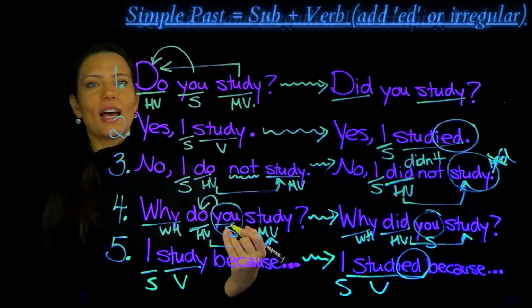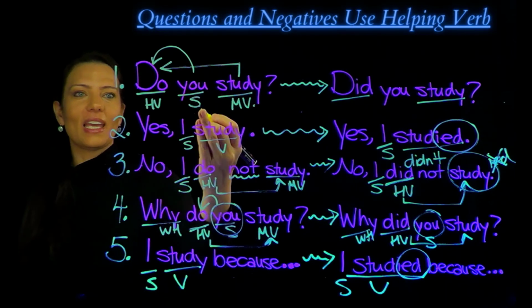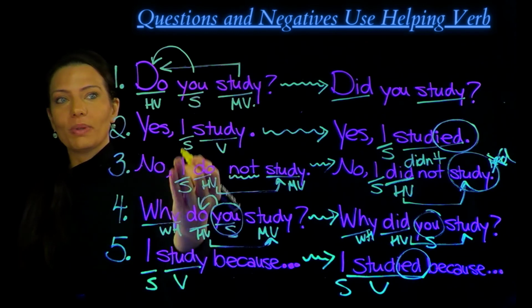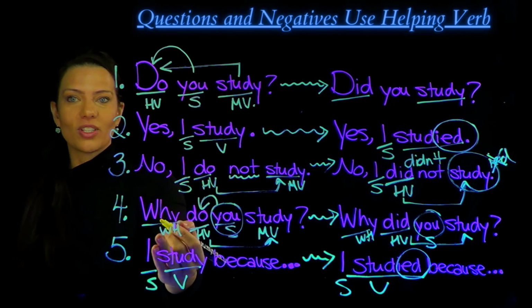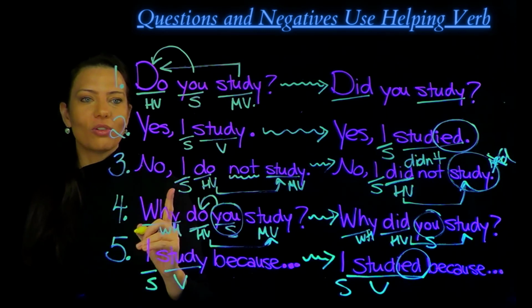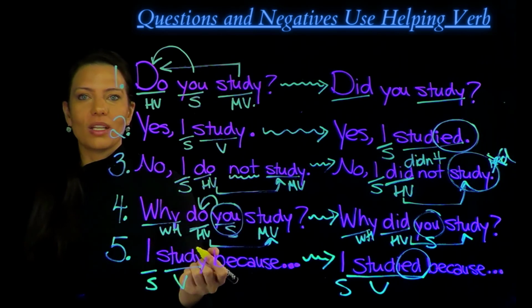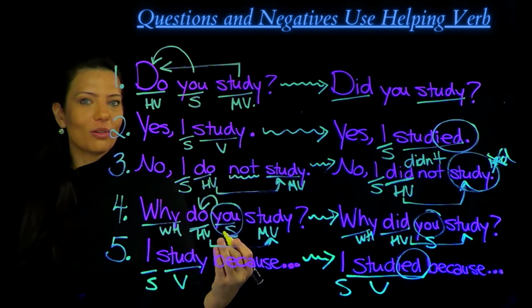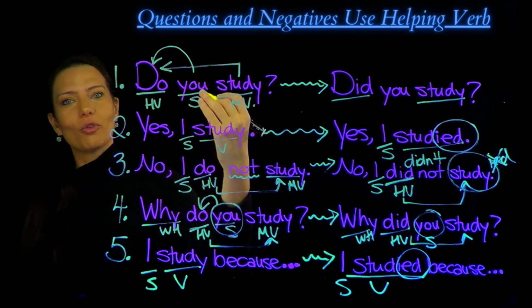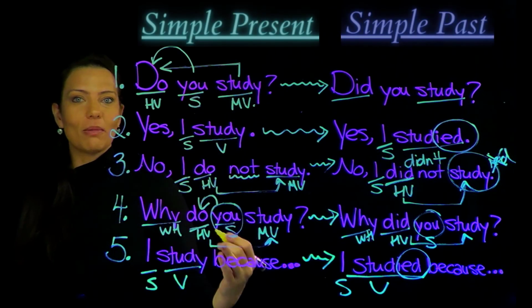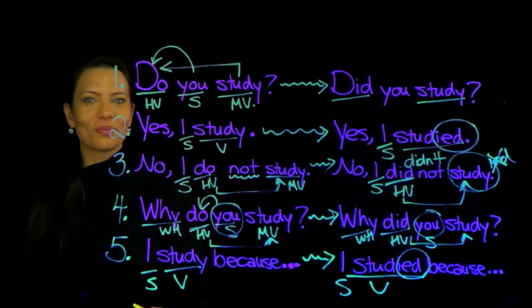So notice that whenever we have a question, whether it be a yes/no question or a WH question, we need to use a helping verb. Also, if we have a negative statement, "no, I do not study," we use a helping verb. So we have questions and negative statements need a helping verb. Affirmative statements do not need a helping verb. That's great. Now you've got it.